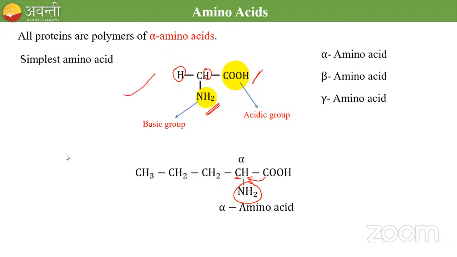So what about this amino acid? Tell me whether it is alpha, beta or gamma. Is the simplest amino acid an alpha, beta or gamma amino acid? Very good. It is alpha amino because the amine group is attached to the alpha carbon which is adjacent to COOH. So this is an alpha.